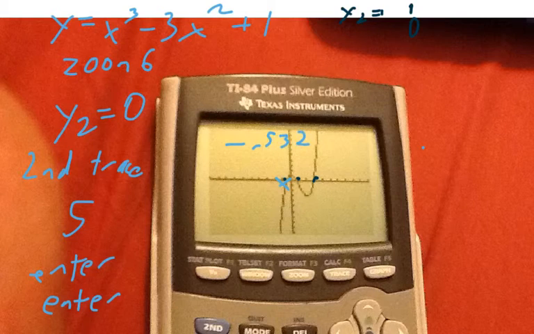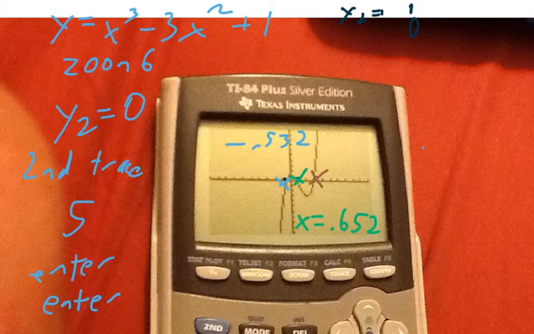Now do the exact same thing again. Hit second trace and 5 and hit enter twice, and then you want to pick a guess close to the second 0. So I move my x over to somewhere close to where the green is, and it'll tell me that the second x equals 0.652. And then for the third guess, so we're going to go through this again.